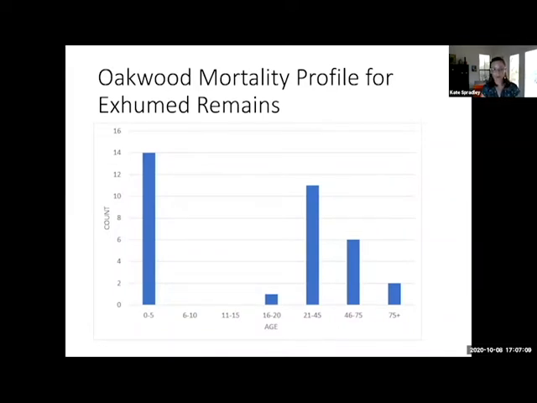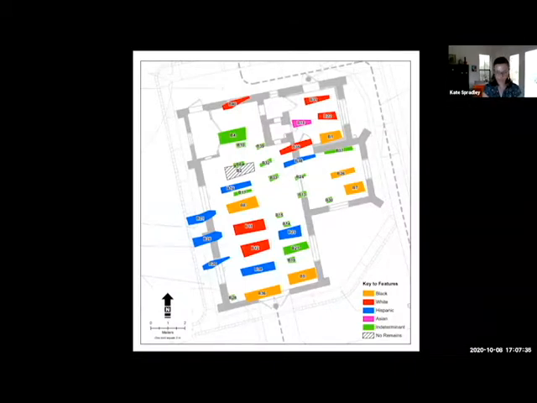The mortality profile for the exhumed remains that you see here fits within the profile of the overall cemetery. Again, we see high infant mortality for the exhumed remains, with the majority of deaths in the 21 to 45 year categories. And the fact that there's no evidence of disease on these skeletal remains suggests that most adults likely died from infectious disease. So we started with skeletal fragments and ended with a bigger picture of who these individuals were and what they likely died from.